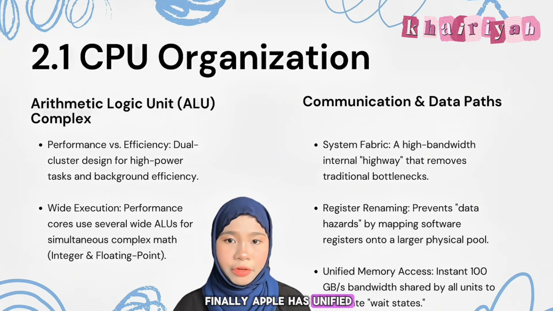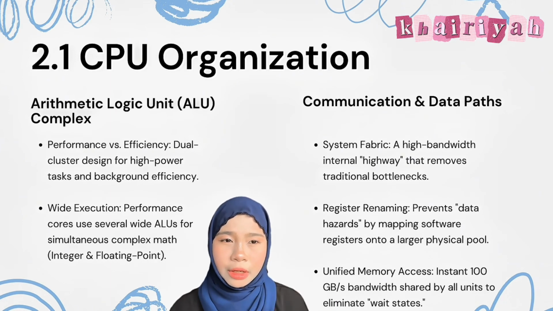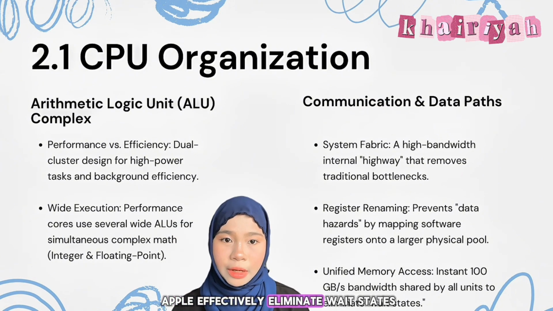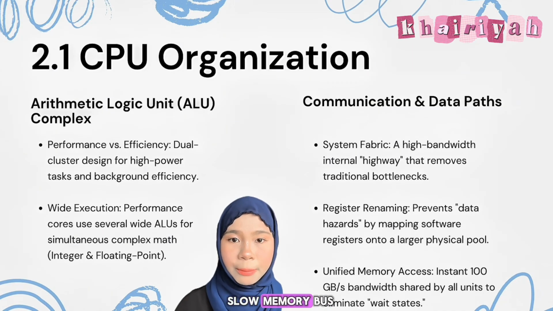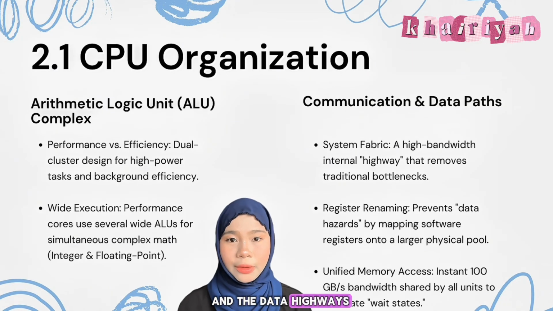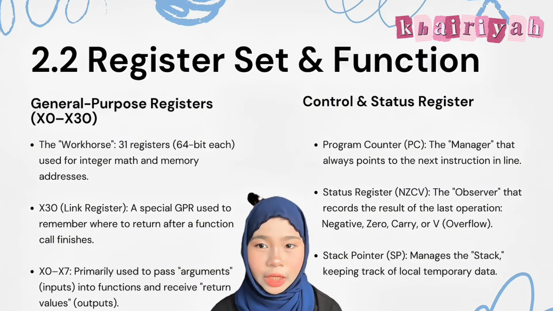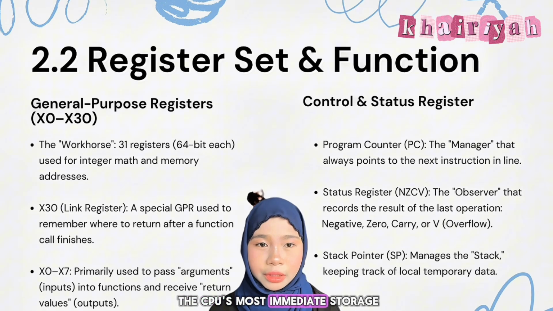Finally, Apple has unified memory access. All units share a massive 100 GB per second bandwidth. Because every part of the chip has instant access to this memory pool, Apple effectively eliminates wait states. This processor never has to sit around waiting for the data to arrive from a slow memory bus. With the Mac units and the data highways working in perfect sync, the CPU can maintain incredible speed under heavy workloads.